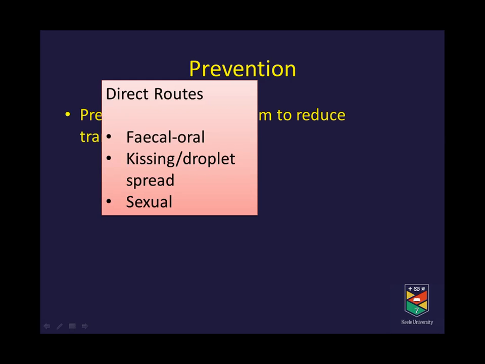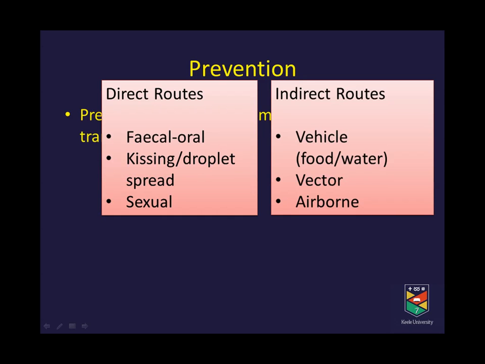Okay, and there's a few ways bacteria or any infections can be transmitted. There are direct routes, which include fecal-oral, which is basically where people don't wipe their bottom or wash their hands after they've been to the toilet and then go and touch other people, and then they wipe their mouths. Kissing, droplet spread, or sexual contact are the more direct routes.